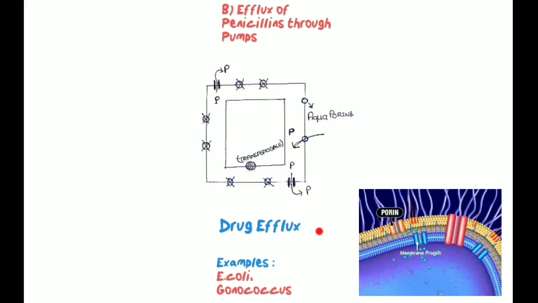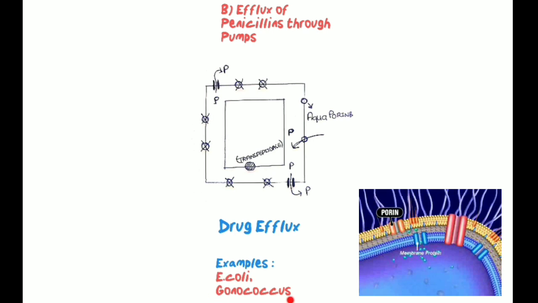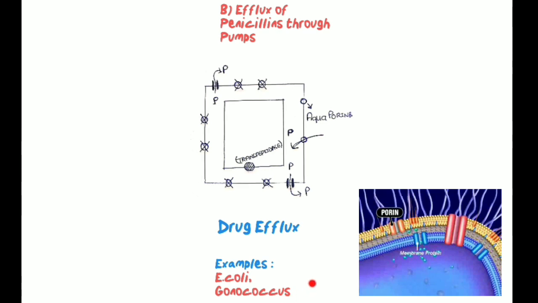Examples of these mechanisms are seen in E. coli and gonococcus. It is also seen in Pseudomonas. Since it is seen in gonococcus, we don't give penicillins nowadays due to the development of resistance.